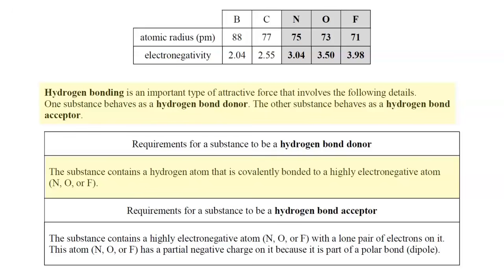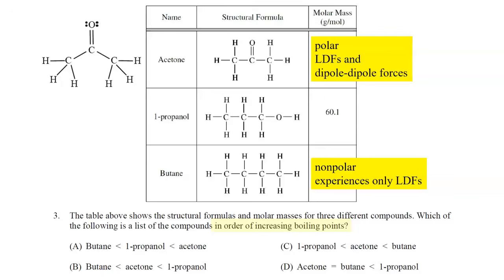And if we look at the details of the acetone structural formula, we can see that all of the hydrogen atoms in the acetone molecule are directly bonded to carbon. So therefore, in a pure sample of acetone, there are no hydrogen bonding attractive forces between acetone molecules.